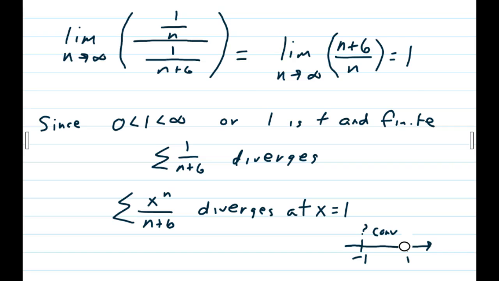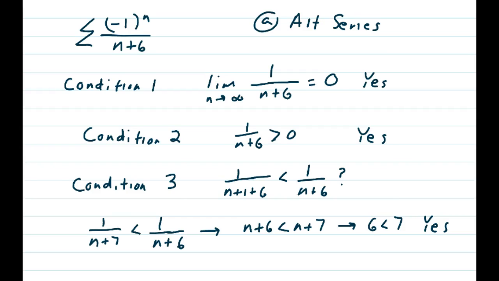We flip that upside down. We have the limit as n approaches infinity of n plus 6 over n, which is 1. Since 1 is positive and finite, or 0 is less than 1 is less than infinity, the series 1 over n plus 6 diverges, which also means that the power series x to the n over n plus 6 diverges at its endpoint, x equal to 1. So in our picture we're showing convergence in the middle, and we have 1 not included in that interval because it creates divergence.